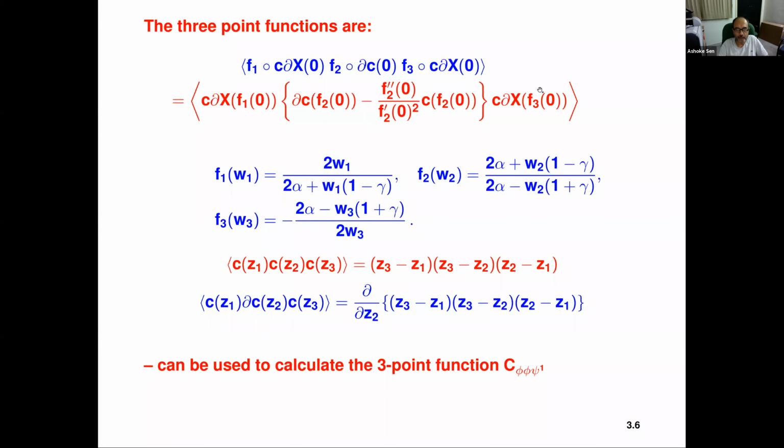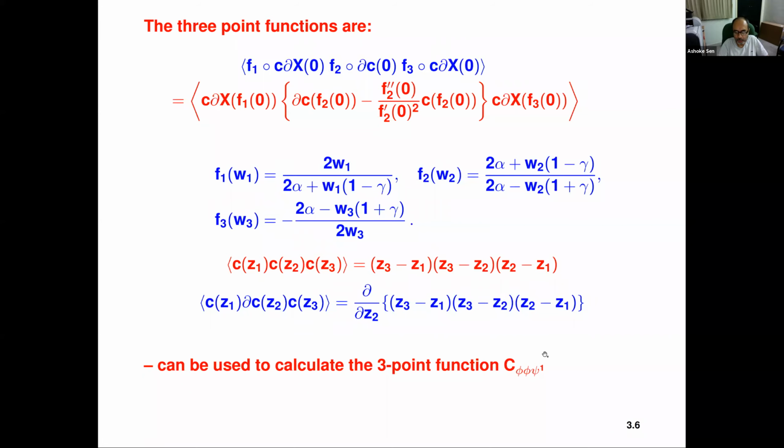But of course, F1, F2, F3 are all known. They are all given here. So we can figure out what this object is. It involves some linear combination of the derivative of C and C, both of which you know, because the C correlation function we had written down yesterday. And if you want to take the derivative, C del C, we just have to take the derivative with respect to Z2 of the C correlation function. So this can be used to calculate the 3-point function, which I'll denote by C phi phi psi 1.